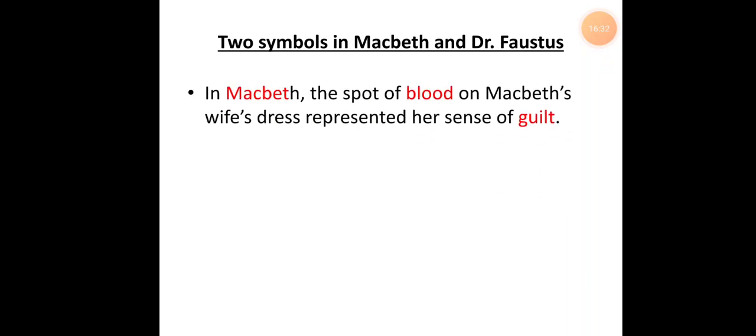Last time we talked about Macbeth and Dr. Faustus, so I thought, why not use some of the symbols mentioned in Macbeth and Dr. Faustus. So let's look at examples from them. In Macbeth, for example, the spot of blood on Lady Macbeth's dress was a symbol of her sense of guilt. Okay, there was a spot of blood on her dress, and she imagined it was there, and all the time she was trying to wash it, to the point that she went mad because of it. So this spot of blood was a symbol of her sense of guilt.